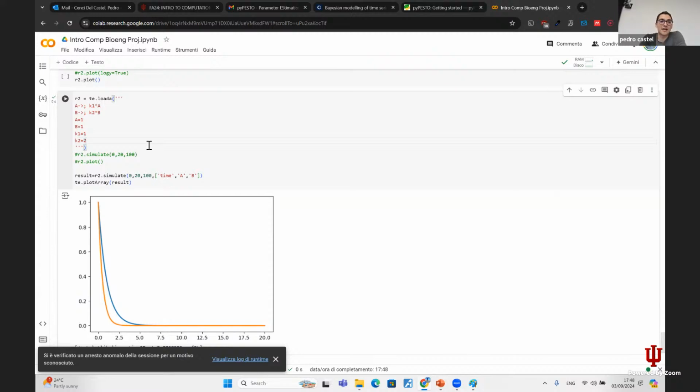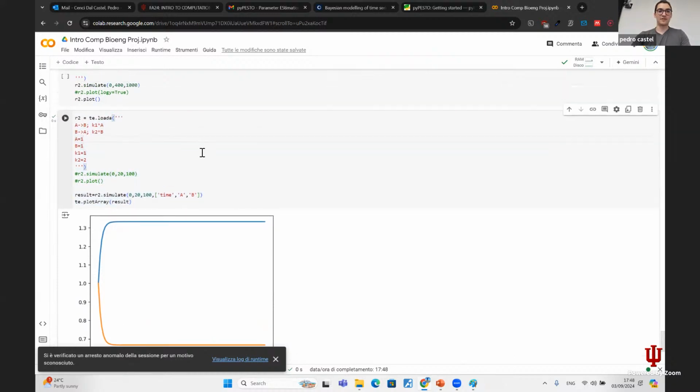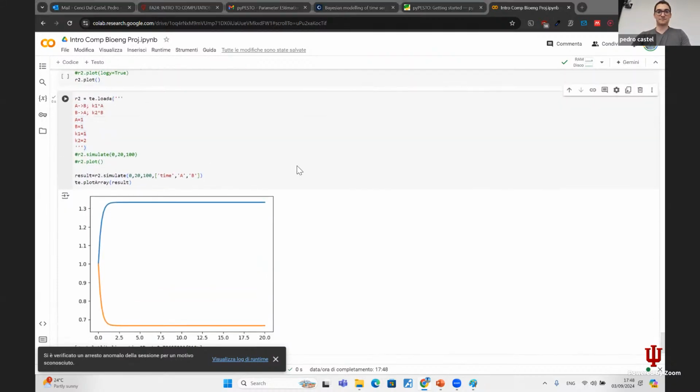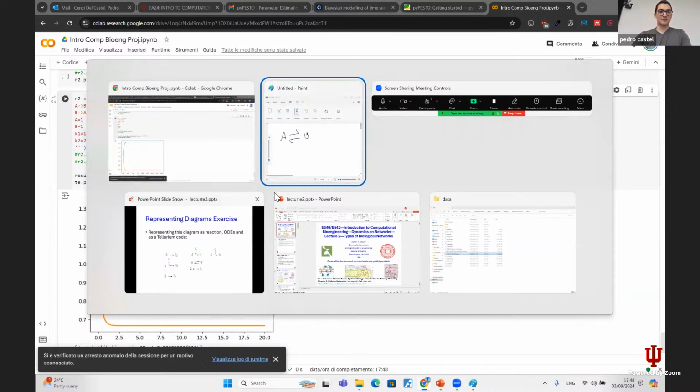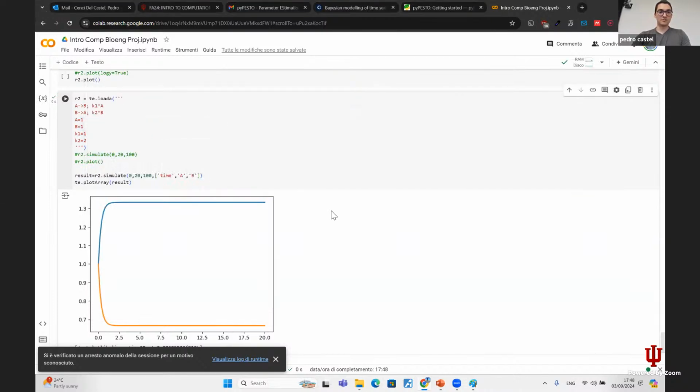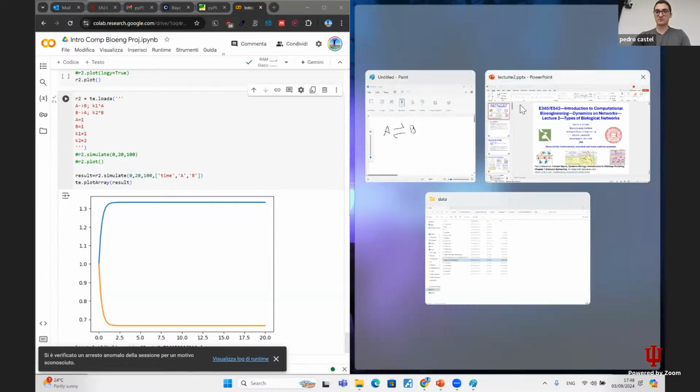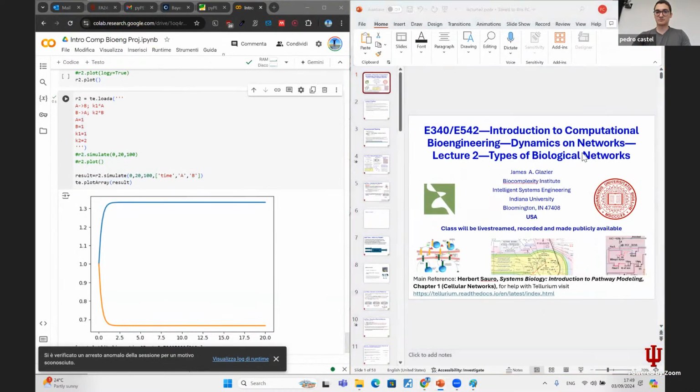So you guys will do that. Let me correct this. Take 5 minutes to implement it in Tellurium, like this, in your Colab file. And if you want, you can implement another one.